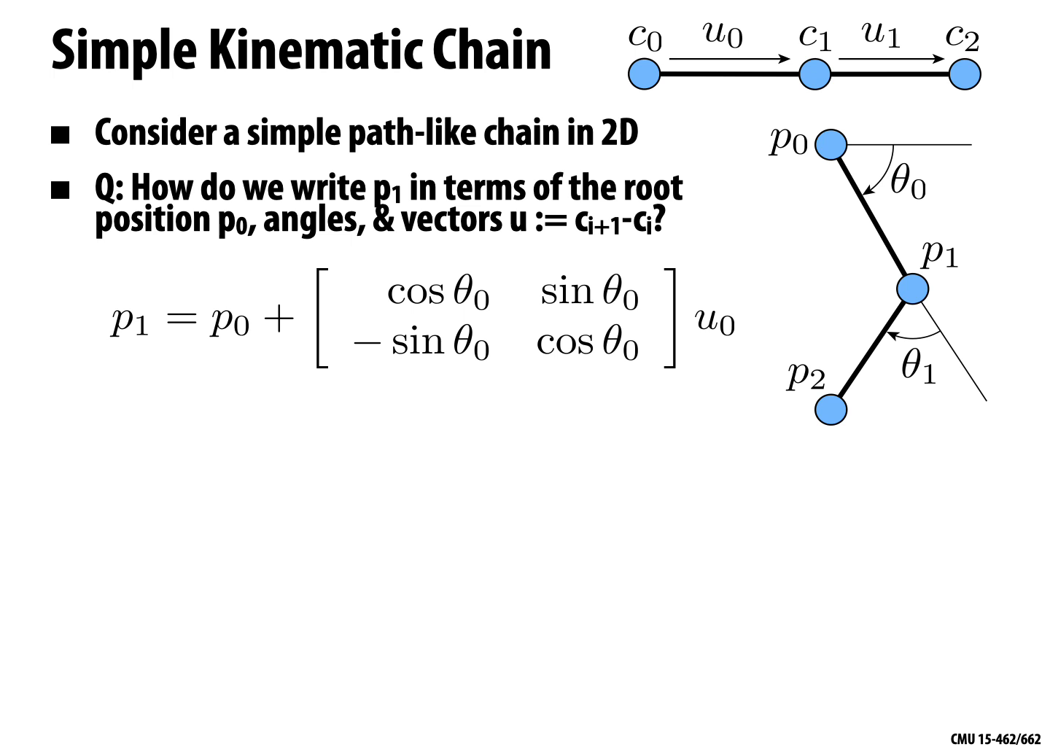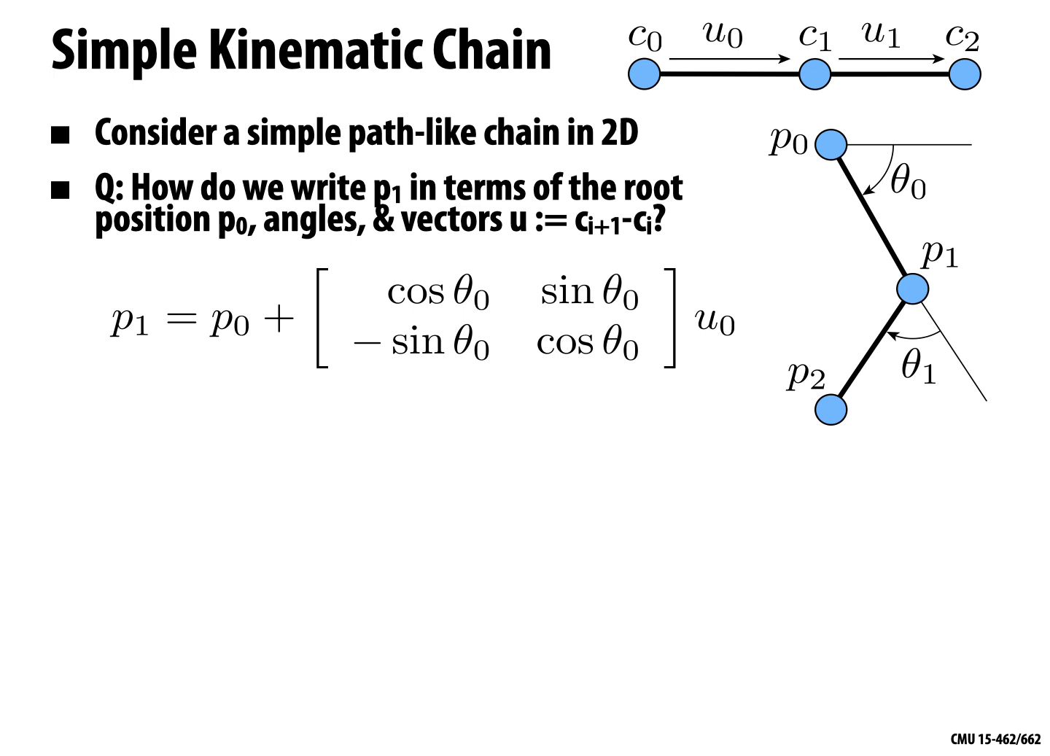Well, we take the reference direction u0, which has the length of that edge, and we rotate it. How much do we rotate it by? We rotate it by theta 0. Here we've just written down a little 2D rotation matrix. We could also do this.